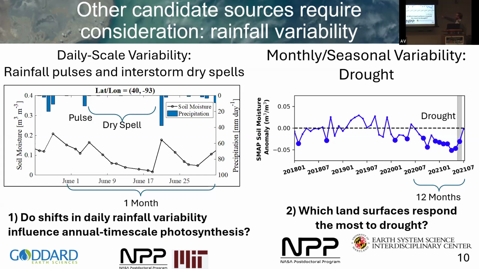And on the right, then we have seasonal scale variability, drought. Which land surfaces respond the most to drought? It turns out it's not a trivial question. We might have an idea that a place might be more water limited, but it might be more adapted to drought as well. So it's actually a very complex question to ask. Which land surfaces, evapotranspiration and vegetation functioning respond the most to drought is not an easy question.